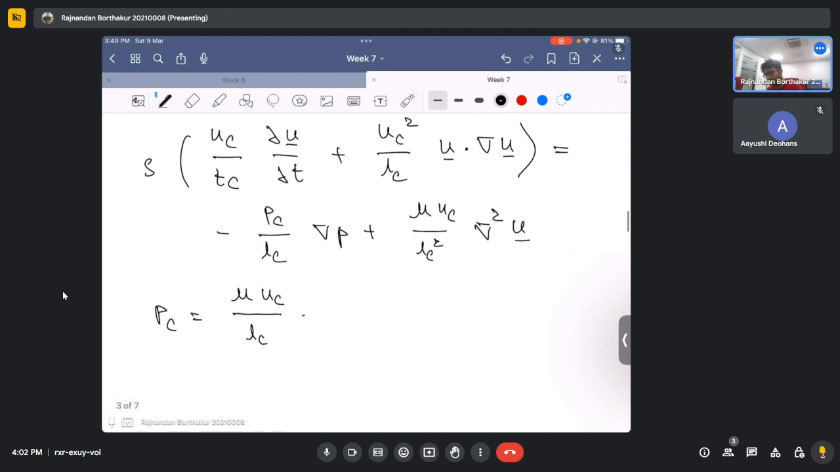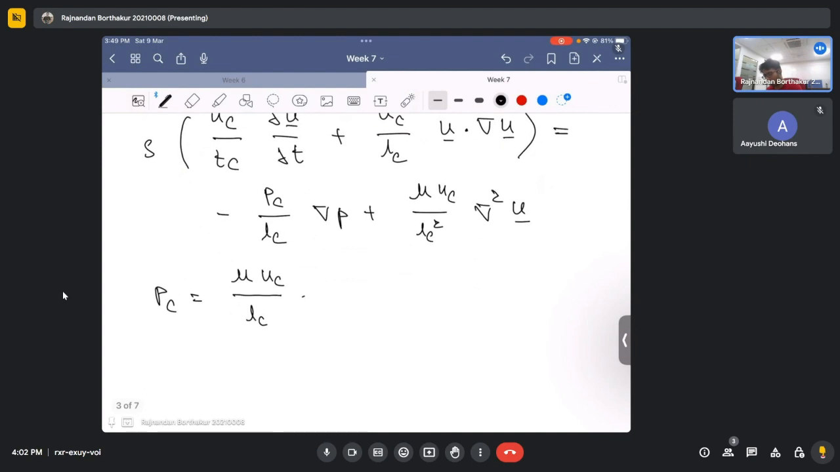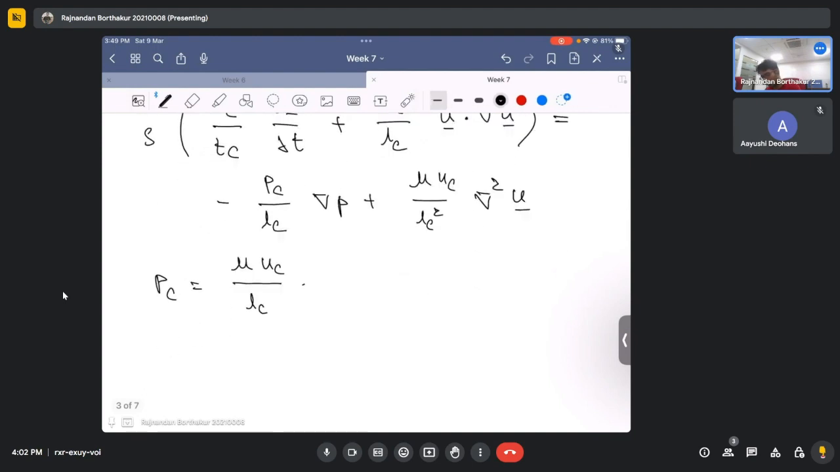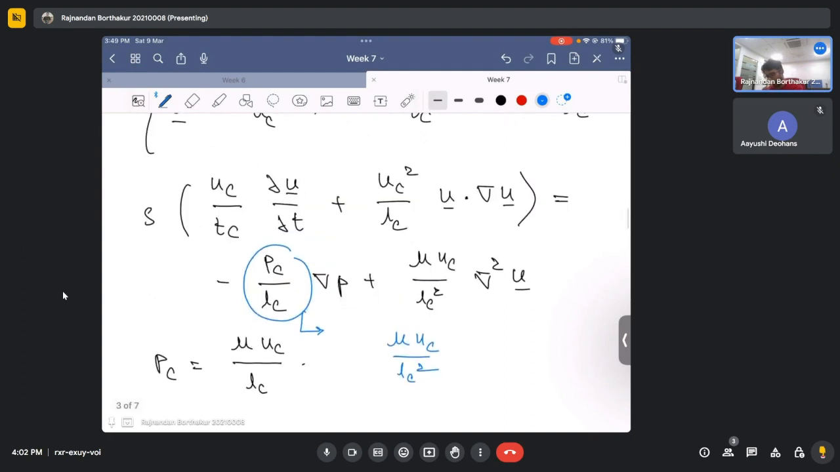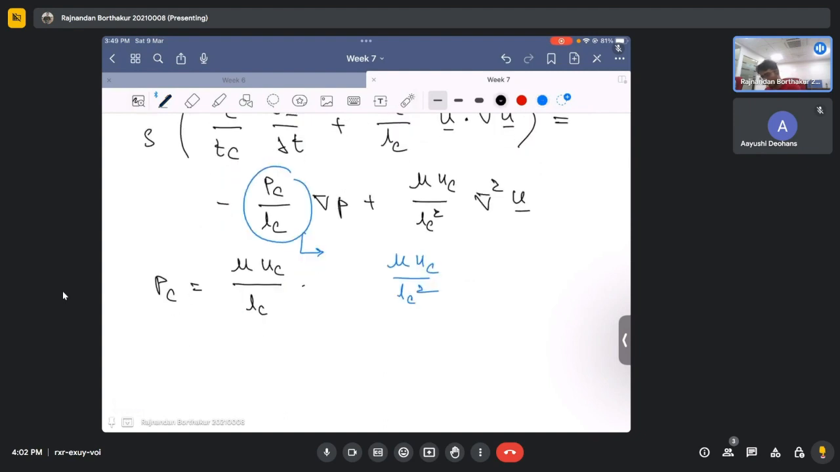So we'll choose PC as just this mu C UC by LC, and then let's derive the non-dimensional equation of this dimensional equation. So let's first write PC as mu C UC by LC. This term would simplify as mu C UC by LC squared. All right. So what I will do is multiply the entire equation with LC square by mu UC, and see what we get.